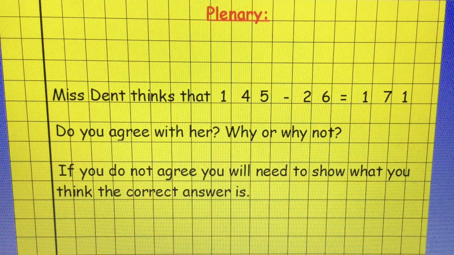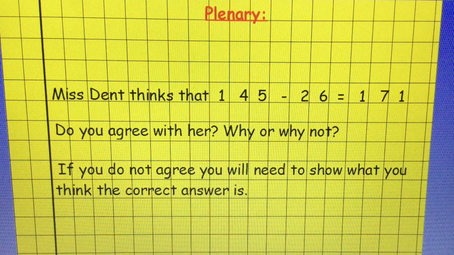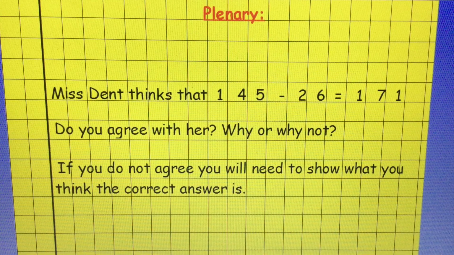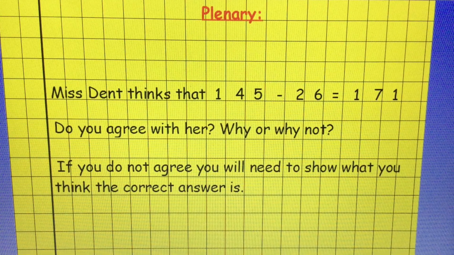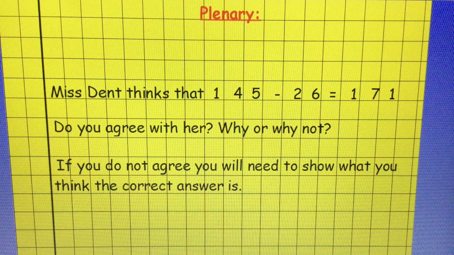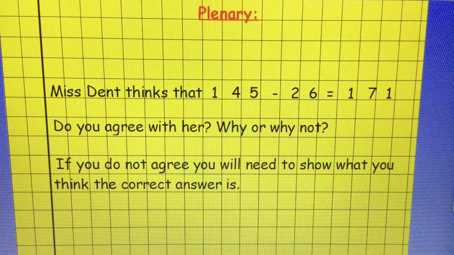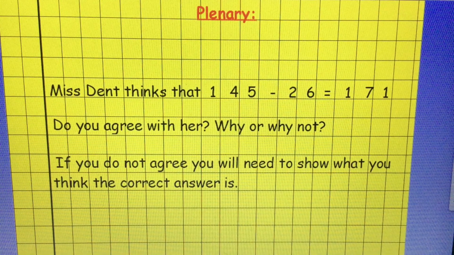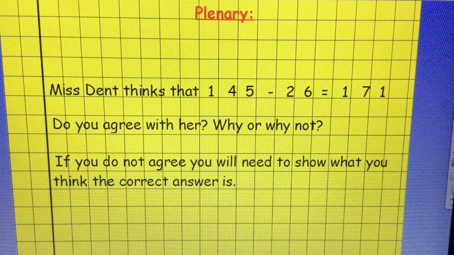And here is your plenary question for today. Miss Dent thinks that 145 take away 26 equals 171. Do you agree with her? Why or why not? If you do not agree, you will need to show what you think the correct answer is.